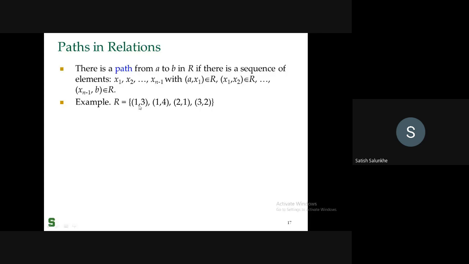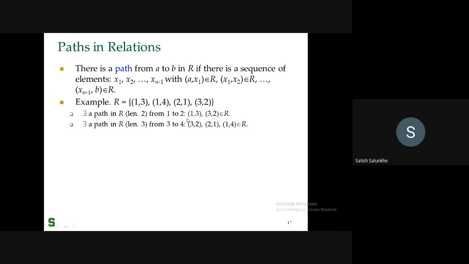Example: if this is your relation R having elements (1,3), (1,4), (3,1), (3,2), there exists a path in R of length 2 from 1 to 2. How? 1 to 3 and 3 to 2. So therefore 1 to 2. We are able to relate 1 to 2 via the intermediate vertex 3, for which (1,3) is in R and (3,2) is also in R. Therefore you are able to relate (1,2). So you can say there is a path in R of length 2.